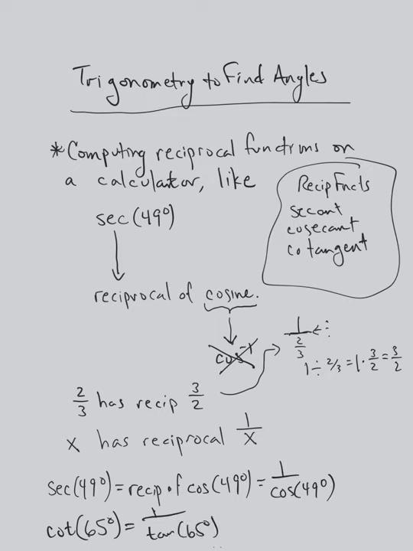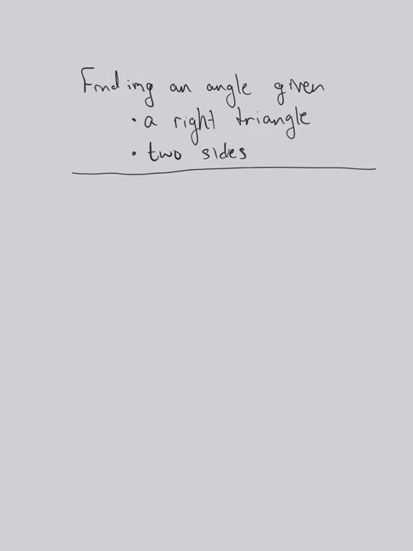So we don't ever use these keys right here. This is actually notation that I'm going to explain in a moment, but we don't use these keys to do the reciprocal functions. These are called the inverse trig functions. Now, what we're ready to do is talk about finding an angle given that we have a right triangle. That's very important. And now we're going to be given two sides. So remember, whenever we found sides, we were given another angle and another side.